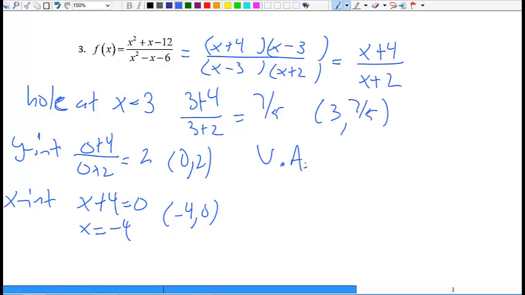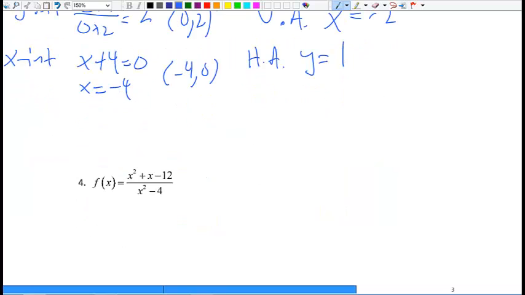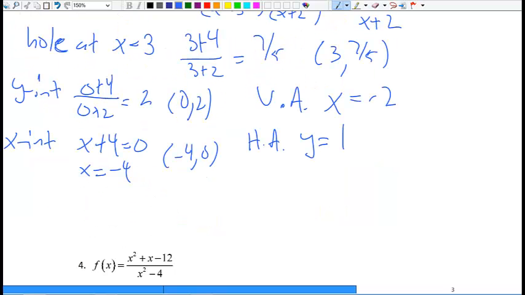Okay, vertical asymptote. Look at the denominator. That's x plus 2 equals 0, so x equals negative 2 is a VA. And as far as a horizontal asymptote goes, this is an example of same. So I'm looking at x over x. So that puts a horizontal asymptote at y equals 1 over 1, or just y equals 1. Okay, so I have a lot of facts, and I'm going to claim, actually, we don't need a sign test on this one, and I'm going to try to convince you of that when I sketch the picture here. So let me get some lines in that I can draw.